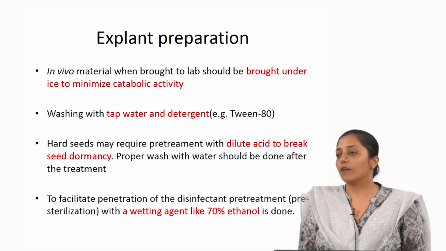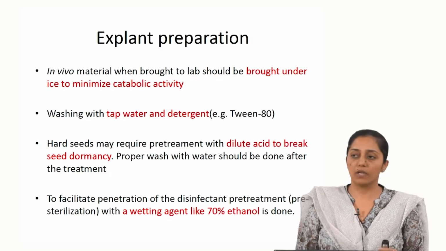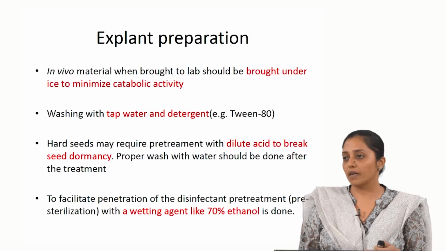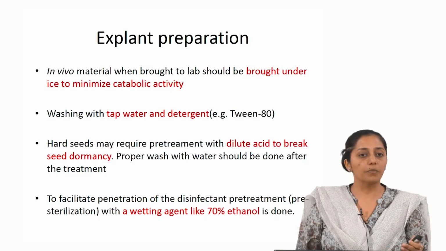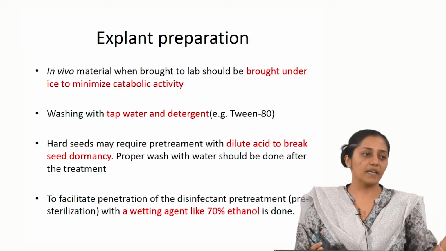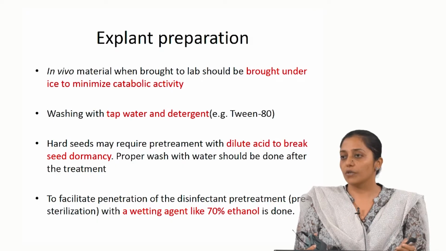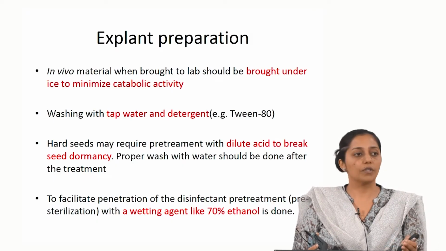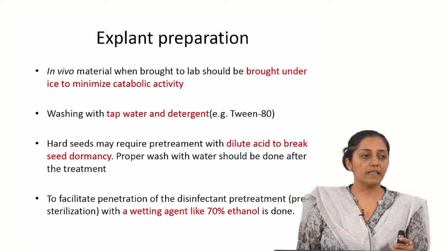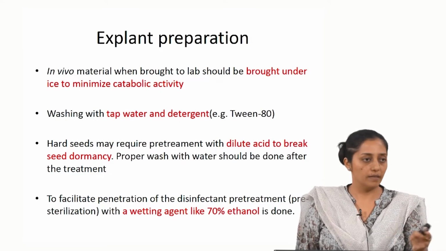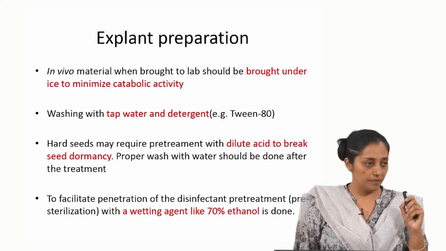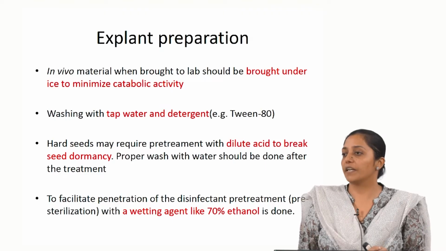What should be taken care of when you are starting to initiate these in vitro cultures? If you are bringing outside plant material inside to be used as an explant, the first thing is you need to bring it in an ice box or very quickly, because as soon as you excise it from the plant, the catabolic activity, the breakdown, begins. So you need to minimize that catabolic activity. The second thing is that there will be contaminants if you depend on outside plants as explants. So you need to do surface sterilization, which is one of the key and initial steps in initiating any kind of in vitro culture.